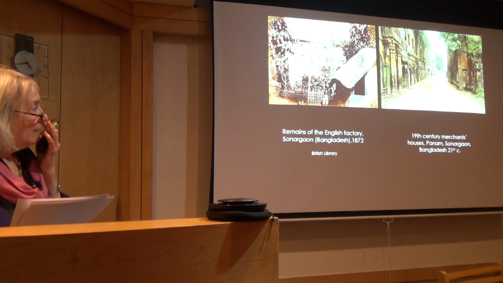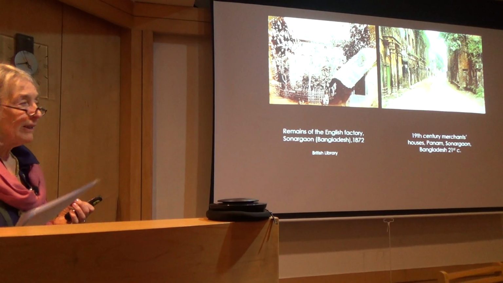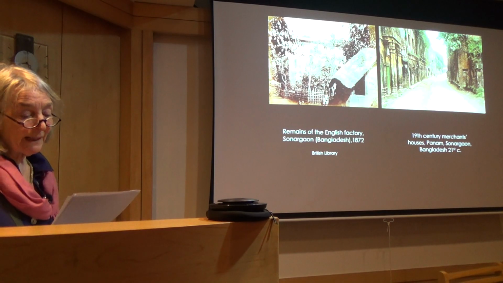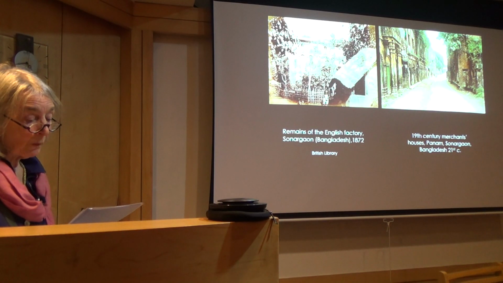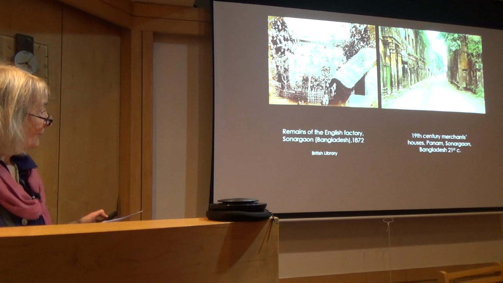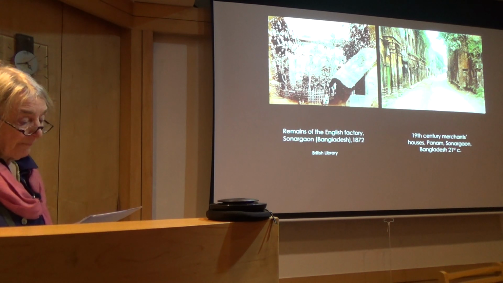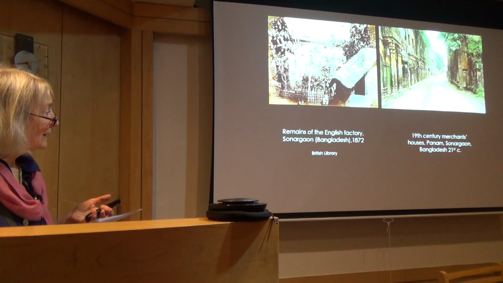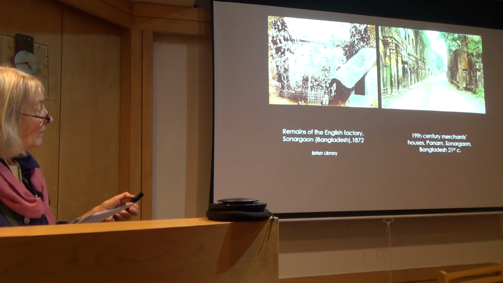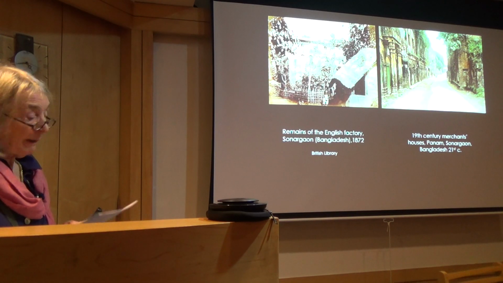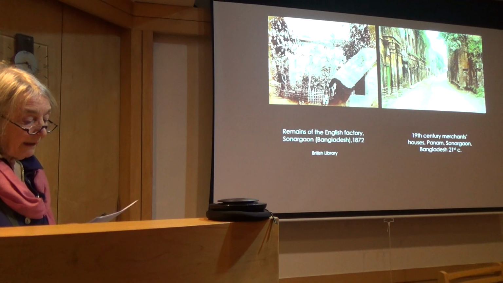Anyway, the approach of the East India Company and the British government in general contributed to the decline of muslin manufacture in Bengal. So Sonargaon, shown here on the right and here, with the remains of the English factory or warehouse, some of which is still visible today actually, all in picturesque decay.